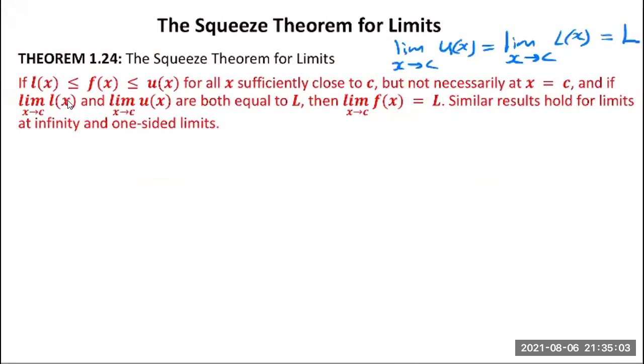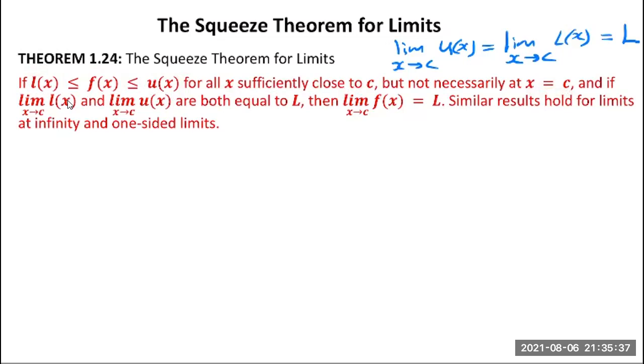Next, we have the squeeze theorem for limits. This is one of the most important theorems in this chapter. Let's see what the theorem tells you. Theorem 1.24, the squeeze theorem for limits. If L of x is less than or equal to f of x less than or equal to u of x, or in other words, your function f of x is stuck between the function L of x and u of x for all x sufficiently close to c, but not necessarily at x equal to c.